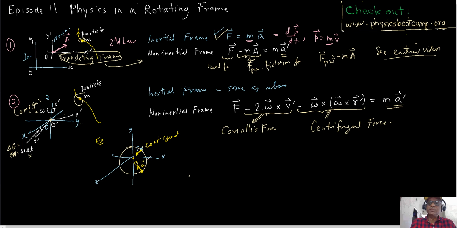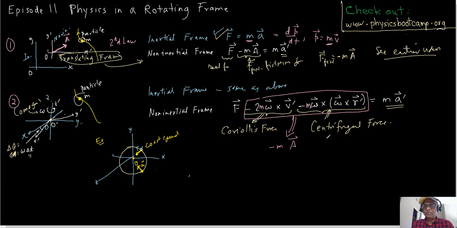Oh, I forgot to write m's here and m here. So you might say this whole thing are the fictitious forces. If you want to write it like this, minus m times some a, you just figured it out, and that a just happened to be 2 omega cross b plus omega cross r prime.